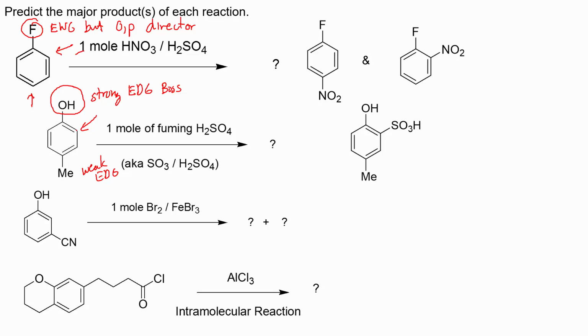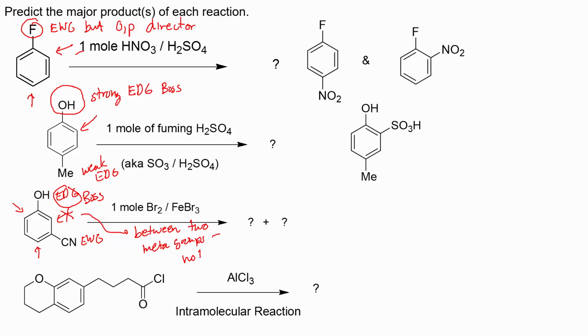All right, in this next one, we have an electron donating group, an electron withdrawing group. This is going to be our boss group. It's going to control everything. Ideally, we would like to add ortho or para to the hydroxy group. These two positions are good candidates, but it's not going to add here because this is between two meta groups.